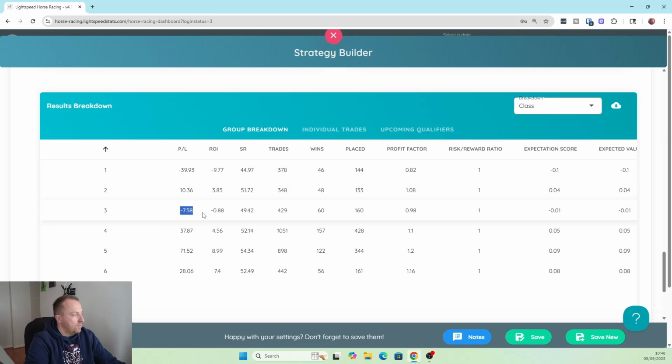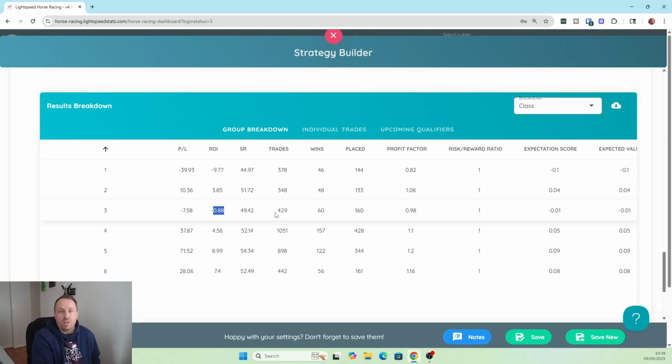Now, class 3 is actually unprofitable here. 8 points down. Just under 1% ROI down. This is one of those marginal situations where you could keep it or you could get rid of it. When it's this close, I tend to keep them. The reason is because I don't want to backfit my strategies, which means I'm just taking out every single thing that's done really well or done really badly, because occasionally the variance will even itself out. So when it's close like this, I think it's fine to leave it in.